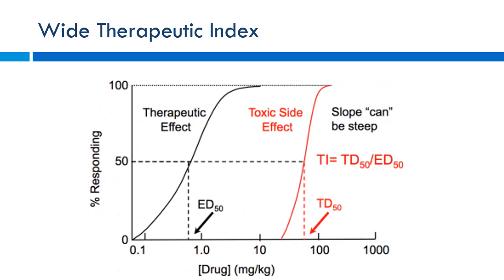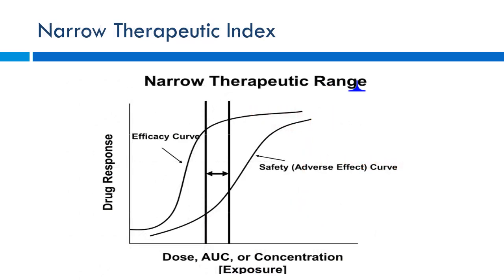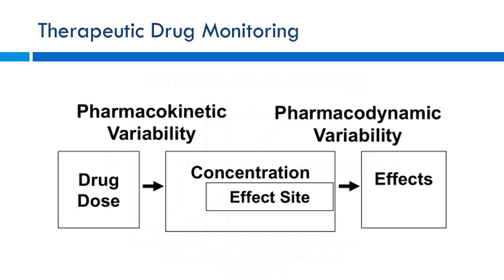Those are good drugs. However, a lot of them are not going to be good drugs like that. They're going to have a narrow therapeutic index, which is why we need to worry about this. Okay. Anyways, we know what that is. And again, we know that there's going to be some pharmacokinetic variability here. This is what we're usually trying to account for when we are doing therapeutic drug monitoring, right?